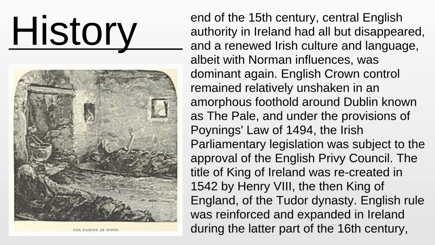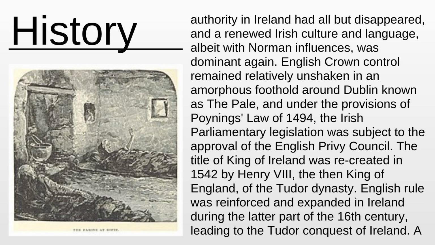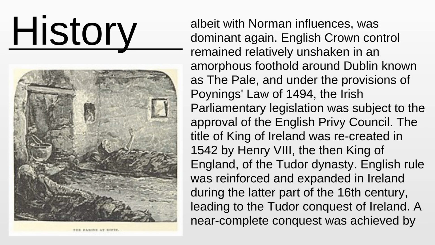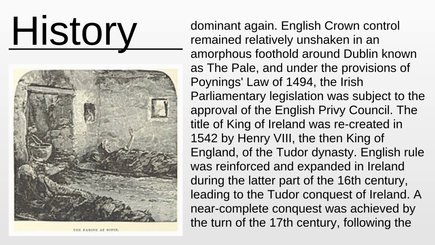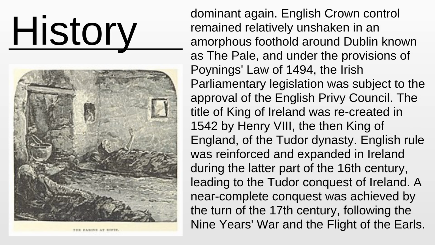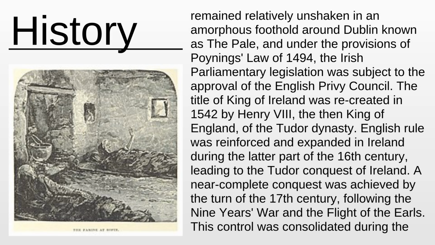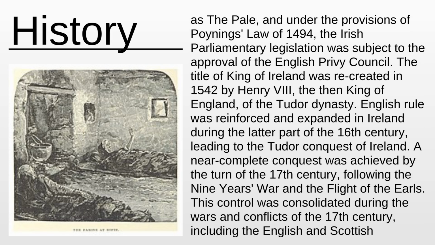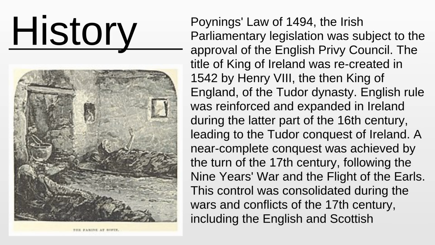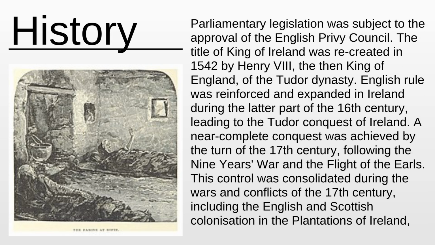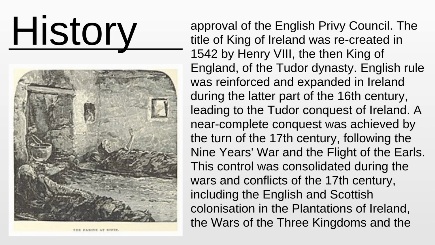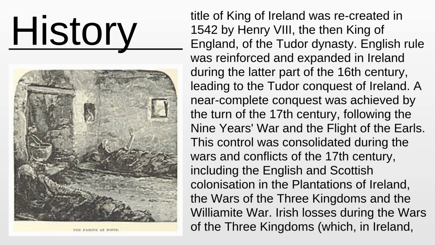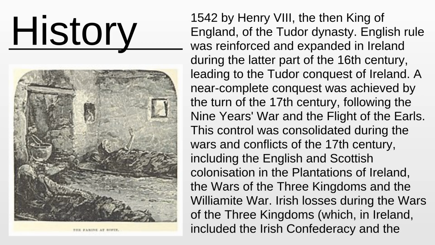English crown control remained relatively unshaken in an amorphous foothold around Dublin known as the Pale, and under the provisions of Poynings' Law of 1494, the Irish parliamentary legislation was subject to the approval of the English Privy Council. The title of King of Ireland was recreated in 1542 by Henry VIII, the then King of England, of the Tudor dynasty. English rule was reinforced and expanded in Ireland during the latter part of the 16th century, leading to the Tudor conquest of Ireland.